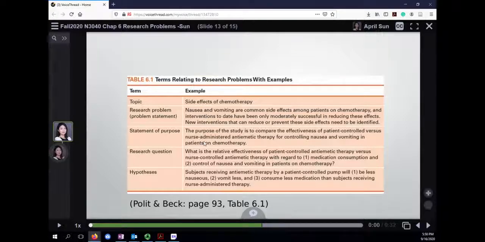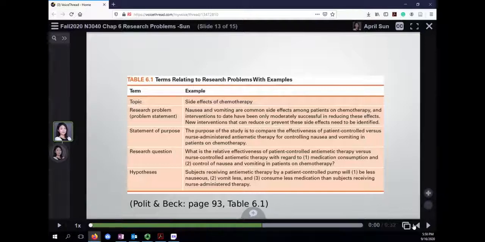And it's very important you draft the problem statement first and then the purpose statement, and place the problem statement in front of the purpose statement. The order should never be the other way.